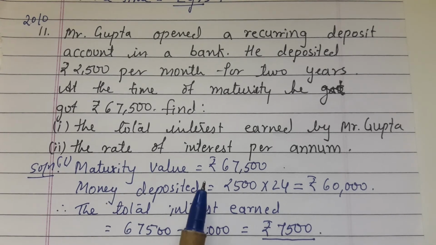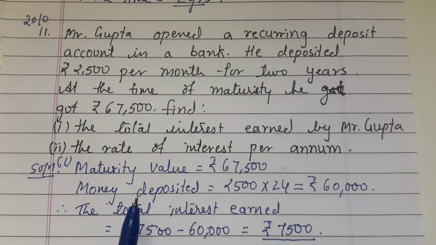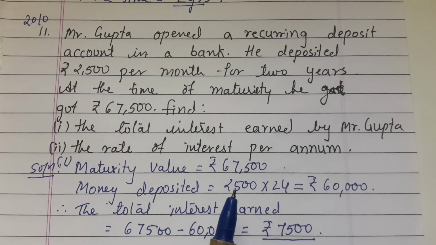Maturity value is equal to 67,500. Money deposited is equal to 2,500 for 24 months, that is equal to rupees 60,000. Therefore interest earned is equal to maturity value minus total amount deposited, that is equal to 67,500 minus 60,000 equals rupees 7,500.